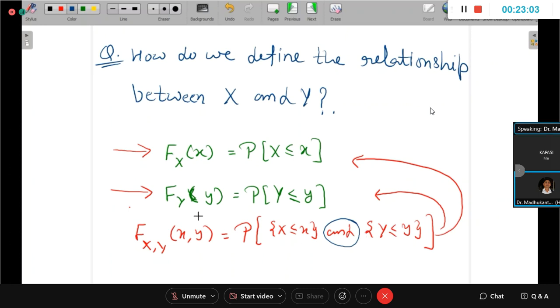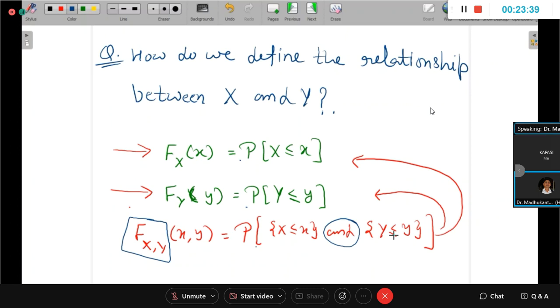Okay, so what it tells you is that if you look at this f with the suffix x comma y, it means it is jointly depending on both x and y. By looking at the CDF for x and the CDF for y, how will you generalize this? It is the probability of the set of all possible events x less than or equal to x and the set of all possible events such that y less than or equal to y.